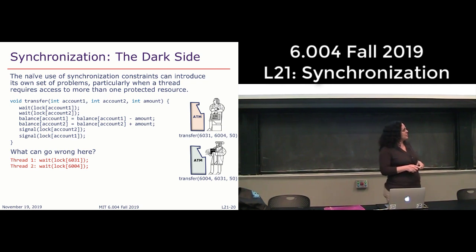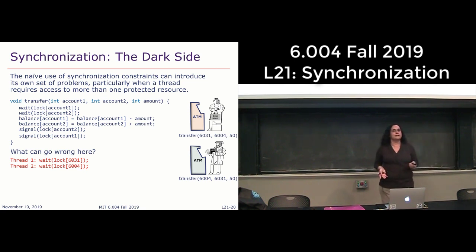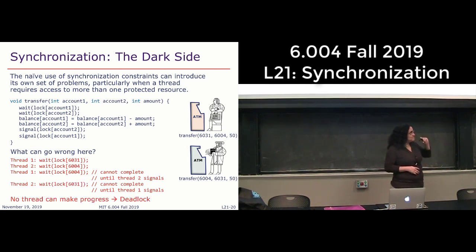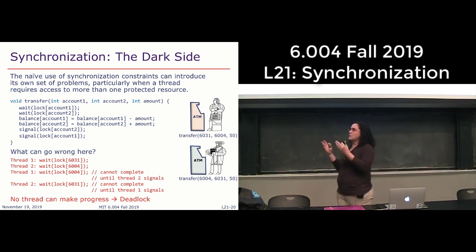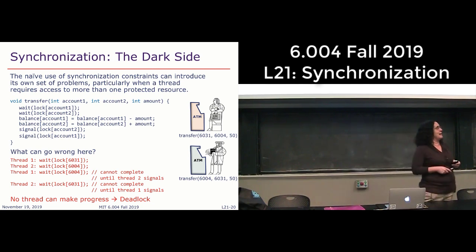Well, thread 1 wants to grab 6004, but it can't because thread 2 has it. Thread 2 wants to grab 6031, but it can't because thread 1 has it. So what happens? They're just stuck. Neither one of them can make any forward progress. So we call this situation deadlock. And we want to seriously do what we can in order to avoid it. Basically, we want to think about what we can do to ensure that either deadlock doesn't happen, or that if it does, we can somehow get out of it.